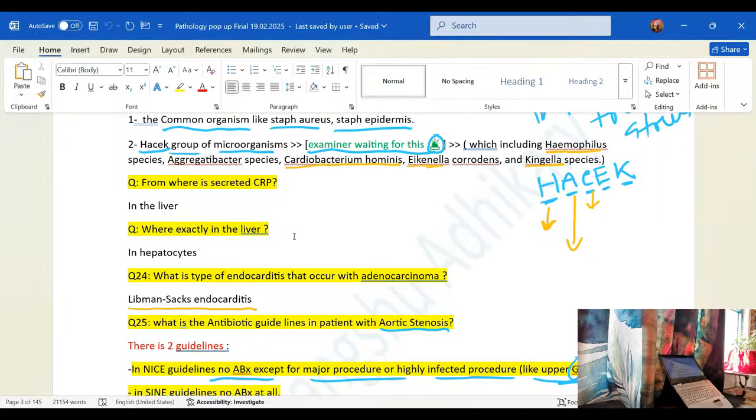From hepatocyte. Libman-Sacks endocarditis.